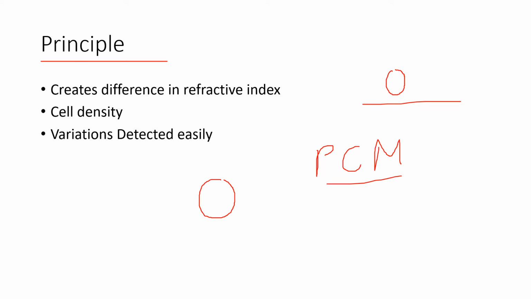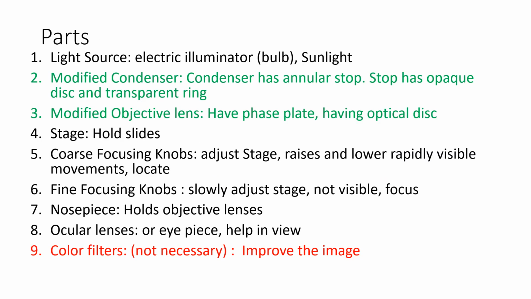How are we doing that? It's there in the working of phase contrast microscopy. Now see the parts of phase contrast microscopy. Apart from the basic parts, we have two major parts and one accessory part which can help us improve the image. There is a modified condenser and a modified objective lens.